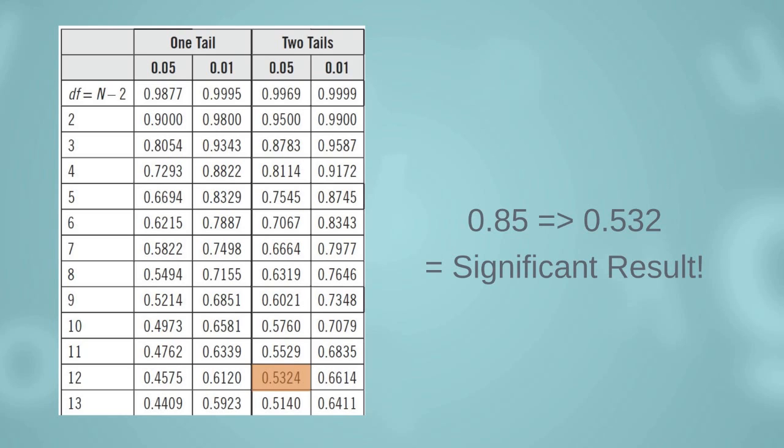If our computed R is equal to or greater than the critical table value, we have a significant correlation, meaning a significant relationship between height and shoe size for the 14 subjects. Since our computed R of 0.85 is equal to or larger than 0.532, we have a significant result, not a chance result.